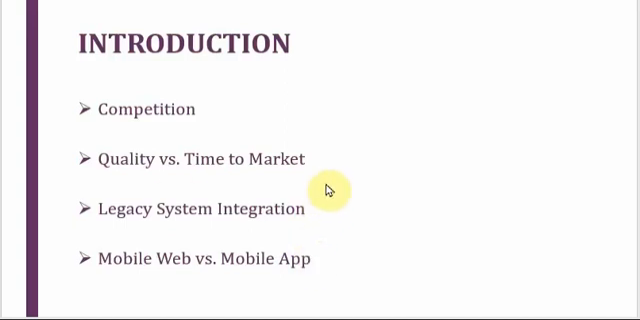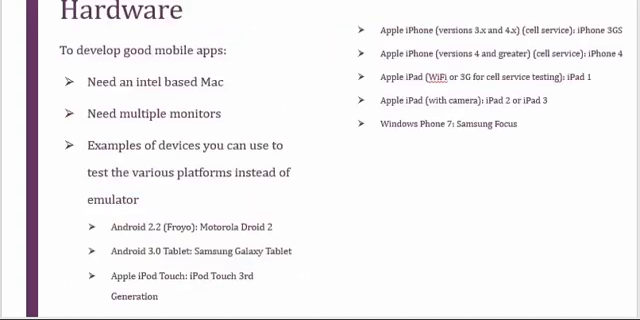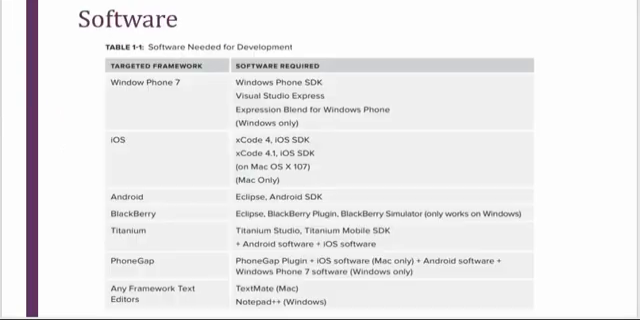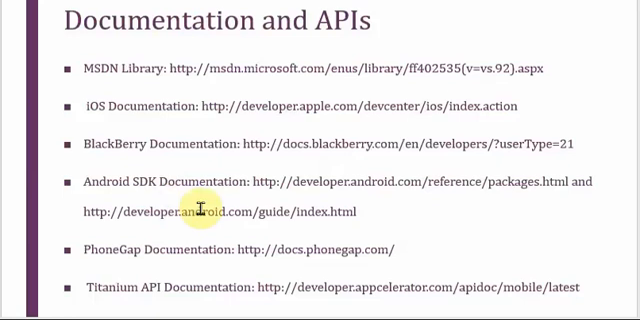Then we saw quality and time to market, then legacy. With these points, we were making an assumption about whether we can go for a mobile app, or which is better, mobile app or web. The next thing we had seen was cost, which might be incurred in terms of hardware, software, and licenses. The last one we had seen was documentation. So these are some of the things we had seen in the previous class.